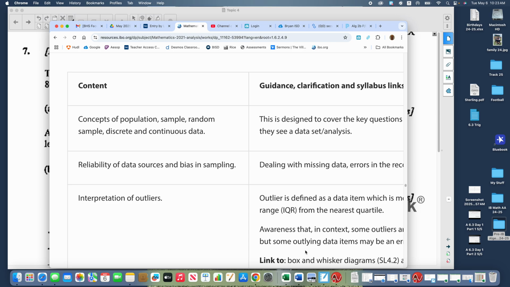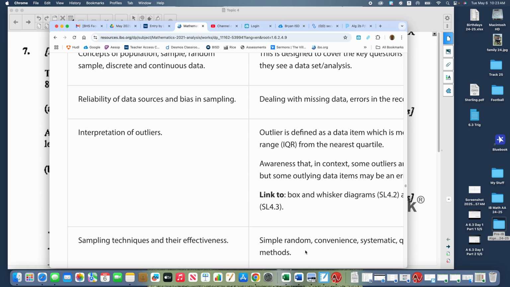Reliability of data sources and bias in sampling. I haven't really seen a whole lot there. That's some things that some of us include in our IA. Interpretation of outliers. I'm going to do one of those with you here in a little bit. You've got to understand that an outlier has a formula, and they don't give you that formula. It's 1.5 times the IQR. So I'm going to address one of those here in a minute, but 1.5 times the IQR helps me to do that.